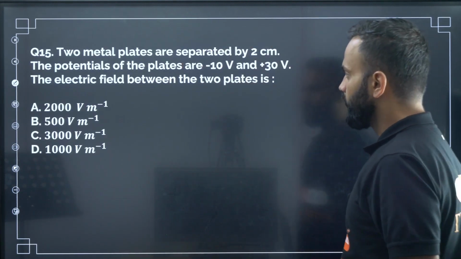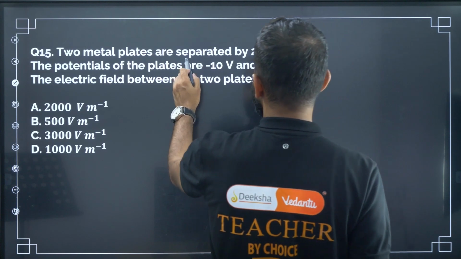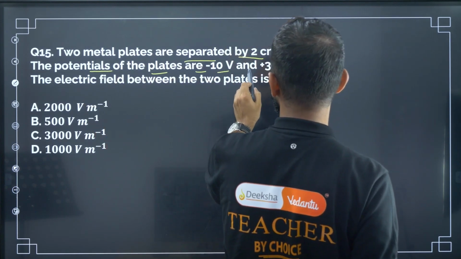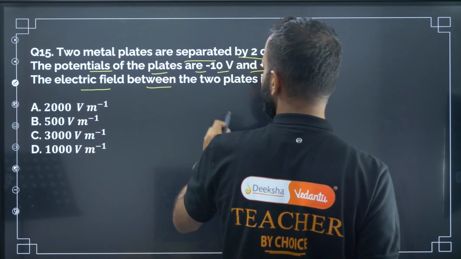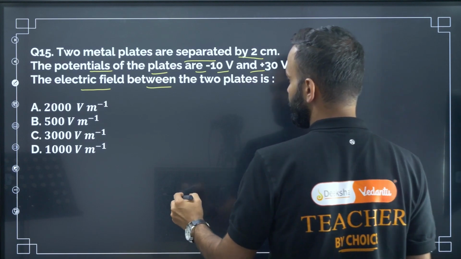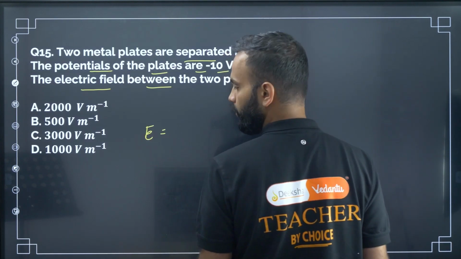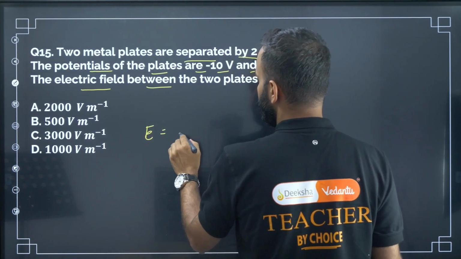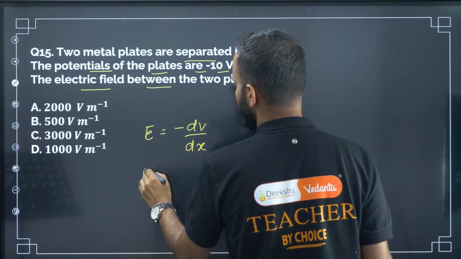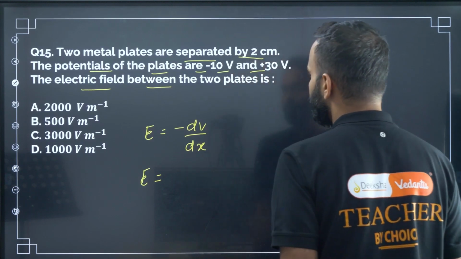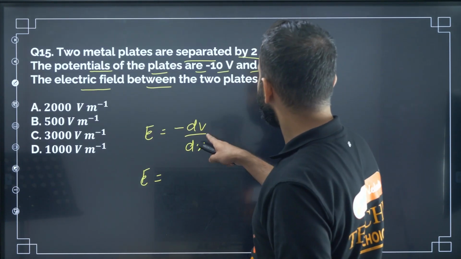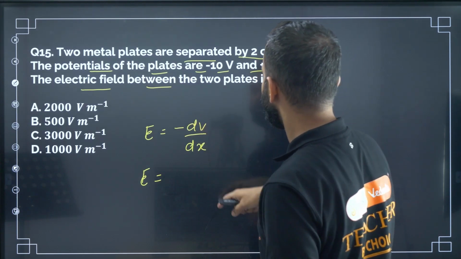Next question, question number 15. Two metal plates are separated by 2 centimeter. The potentials of the plates are minus 10 volt and plus 30 volt. The electric field between the two plates is? So the electric field between the two plates, E equal to minus dV divided by dx. Here dV is the potential difference.